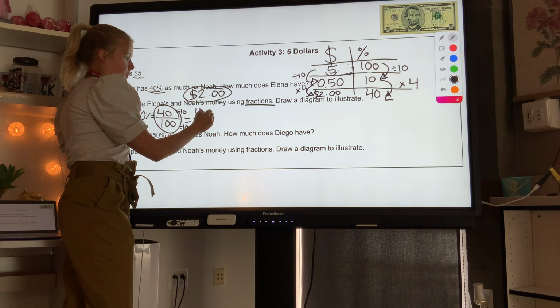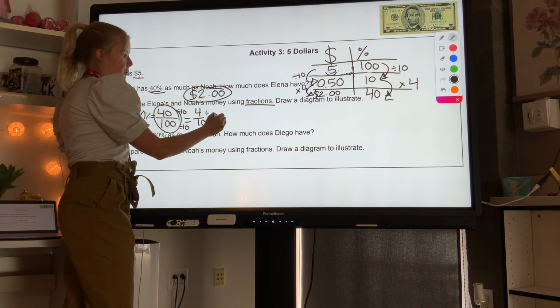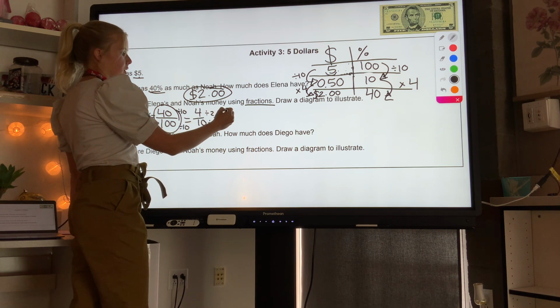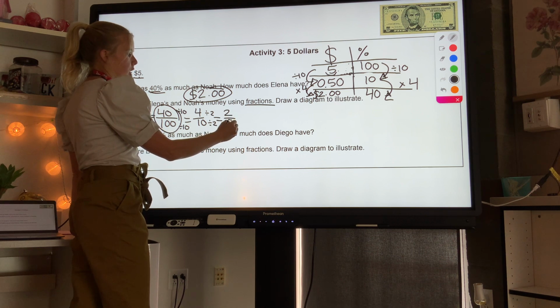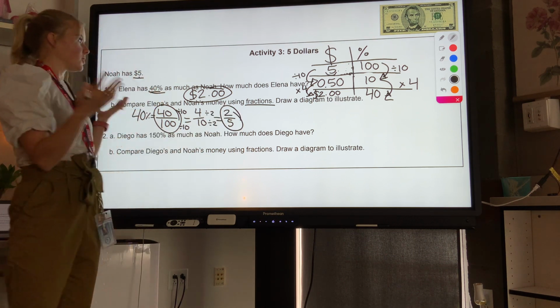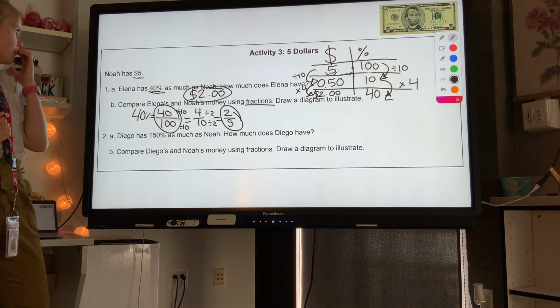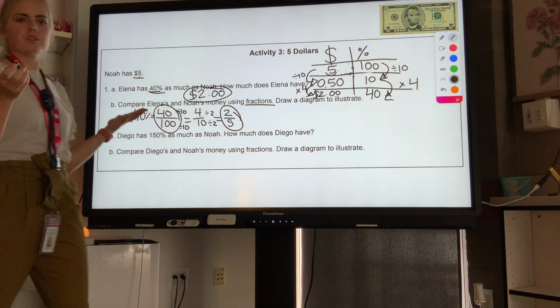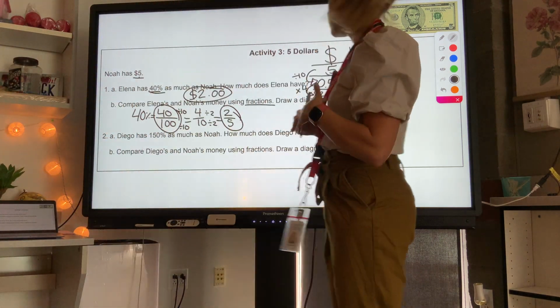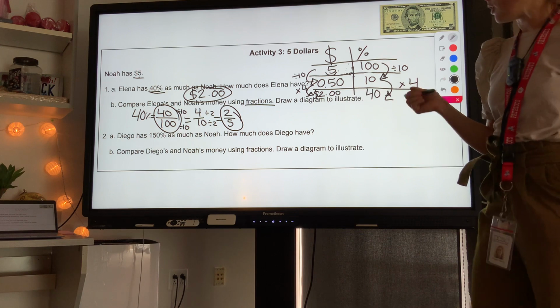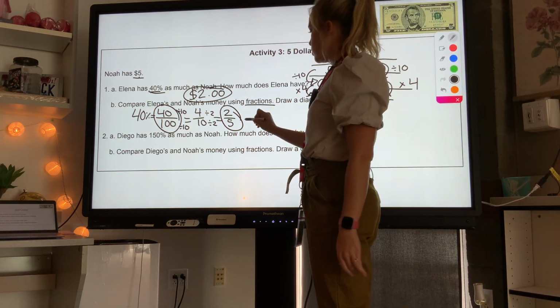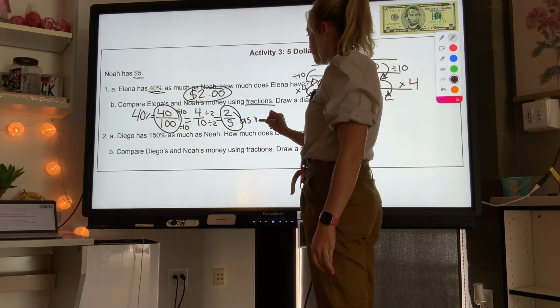Which is equal to, if I divide by 2 to simplify it, 4 divided by 2 is 2, 10 divided by 2 is 5, which equals 2/5 as much as Noah. So she has 2/5 as much as Noah, she has 40% as much as Noah. All of them would be the same. So 2/5 as much.